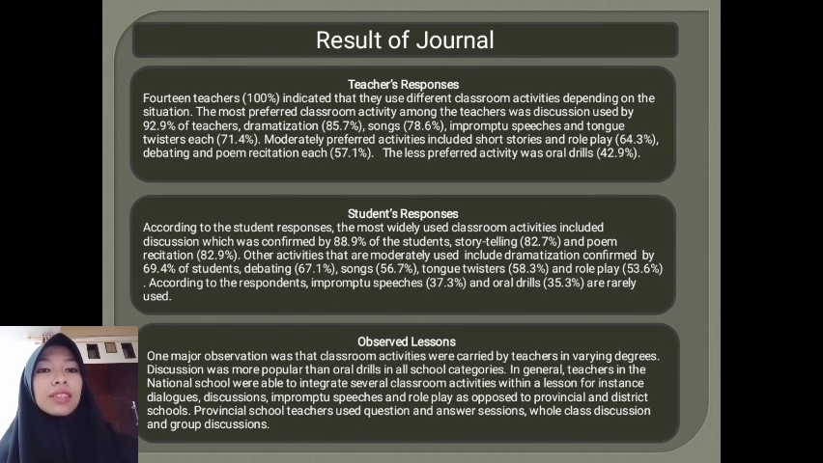For the first is teachers' responses. There are 14 teachers. It can be counted 100% indicated that they are using different classroom activities depending on the situation itself. The most preferred classroom activity among the teachers was discussion, about 92.9% of teachers. Dramatization about 85.7%, song about 78.6%, impromptu speeches and tongue twisters about 71.4%.